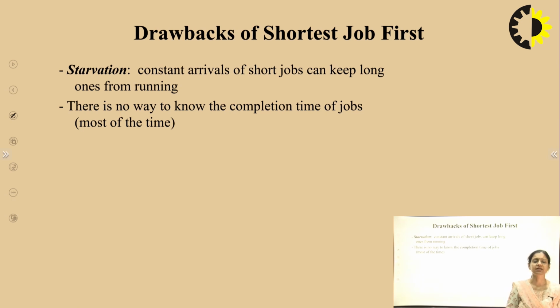So, starvation is basically a situation when a process has to wait for a very long time in order to get the resources. It could be that a higher priority process came up, or short jobs with less burst time came, due to which the longer processes or the lower priority processes have to stay in the system for a very long time and do not get the resources. So, that problem may occur when we are working with shortest job first.